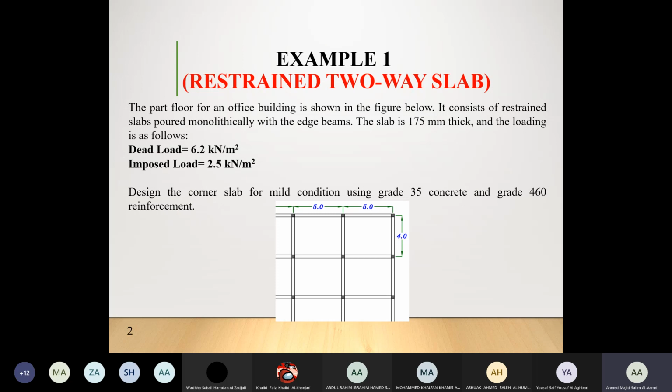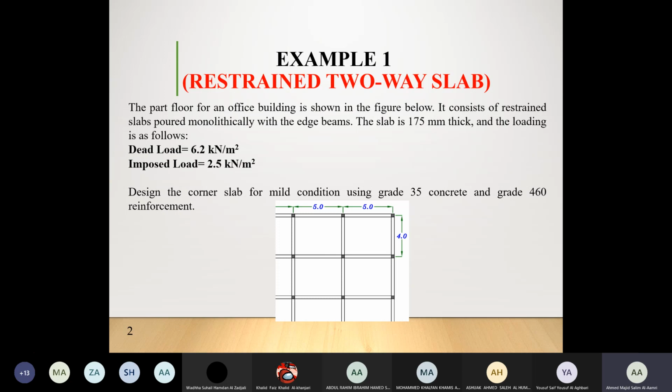Now it says we have edge beams. The slab is 175 mm thick, and the loading is as follows. Here in this particular problem, they have given us the loading already: the dead load and live load. In the previous problem that we have solved, we learned how to get the values of the loading from the code. So you can expect either of these two methods in your examination.